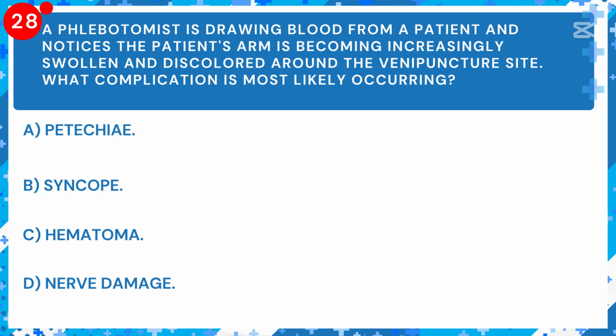Question 28. A phlebotomist is drawing blood from a patient and notices the patient's arm is becoming increasingly swollen and discolored around the venipuncture site. What complication is most likely occurring? A. Petechiae. B. Syncope. C. Hematoma. D. Nerve damage.